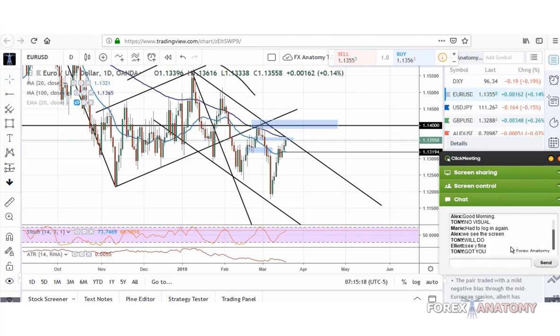That's why it's important to have a trading plan. It's important to plan for different trading scenarios, like if this doesn't happen, then this is what I would look for.